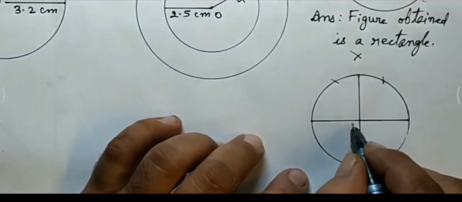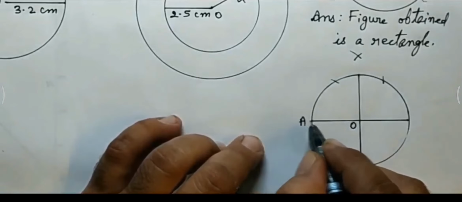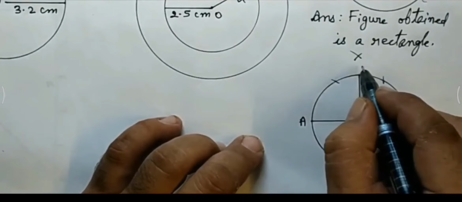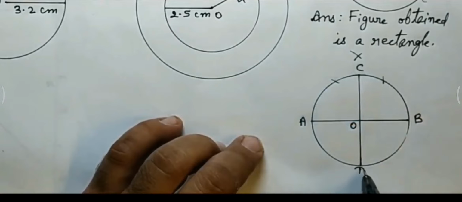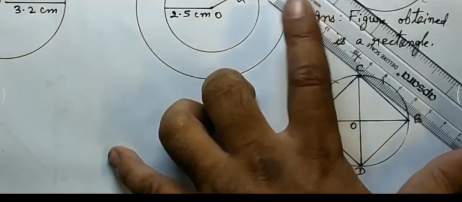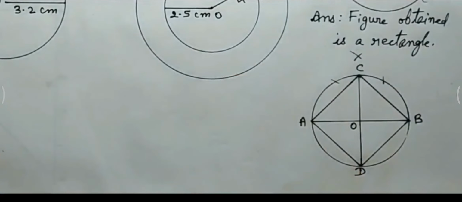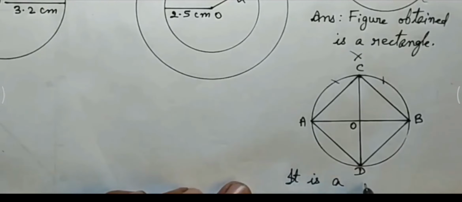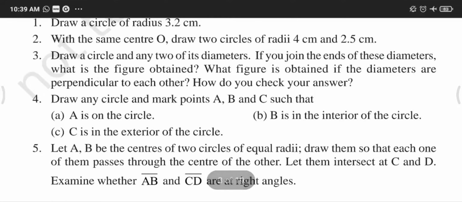Now here you can see, according to the question, we have drawn this. Now you will join these arcs, join these points A, B, C, D. Now which figure are we going to obtain? This is the question. Now first of all we will join. Now here you can see the figure obtained. This is a rectangle. Now here the first figure is a rectangle and the second figure is a square, because all the sides of this are equal.